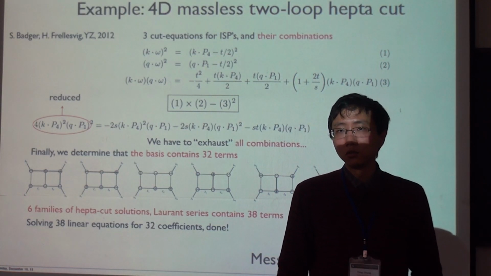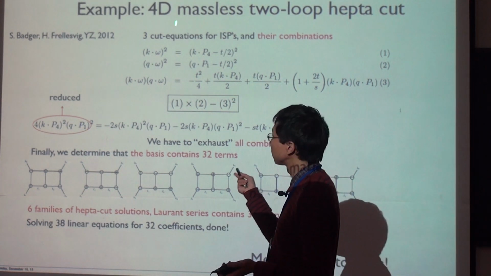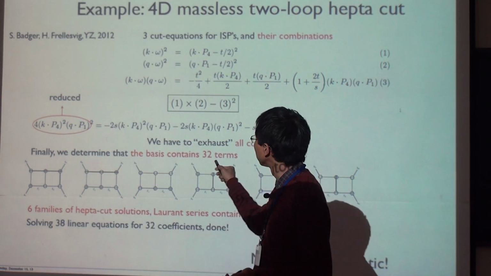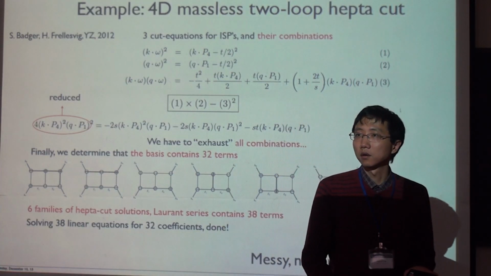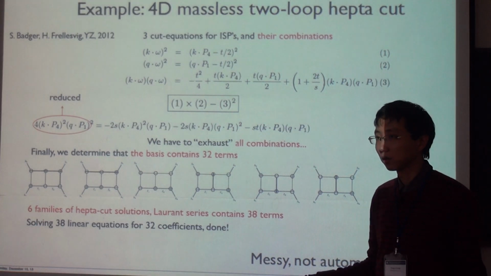But for one loop, you never have this kind of problem. For one loop, everything is trivial. You don't have so many equations, and you don't need to nonlinearly eliminate some variables. So this is a new issue in the two loop, crossing into three loop, like that.